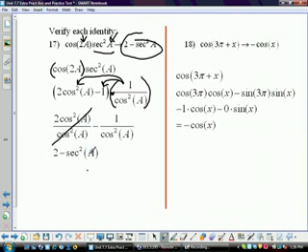So what? Yep, because it's 1 right here.